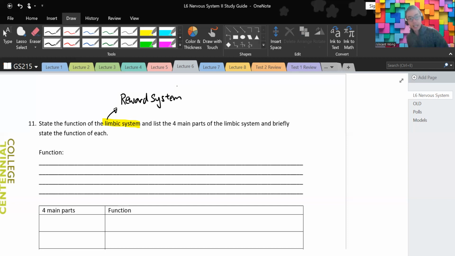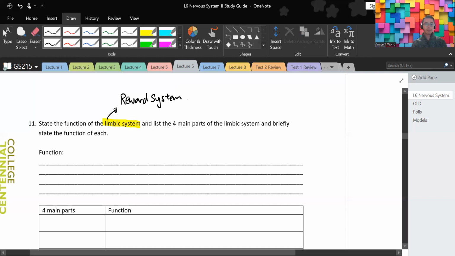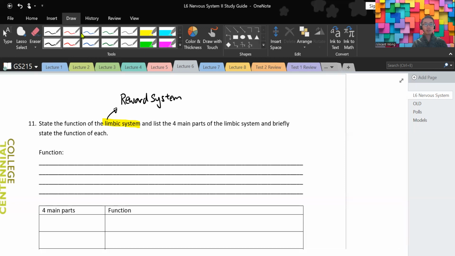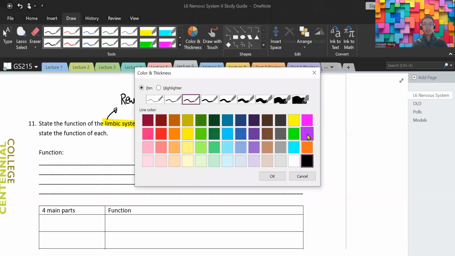And so some of the therapy that involves controlling addiction has to do with targeting the limbic system. Okay, so the function, let's just write that down.